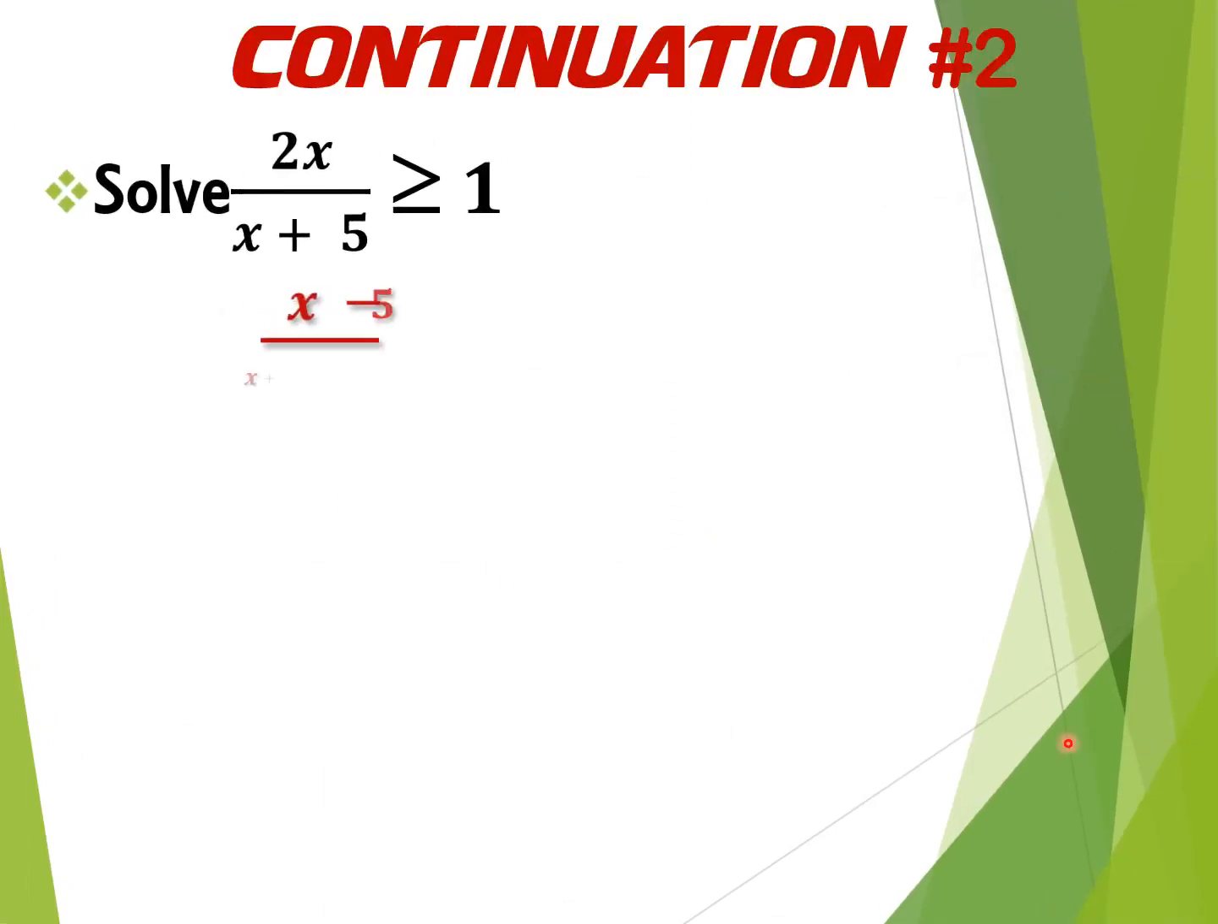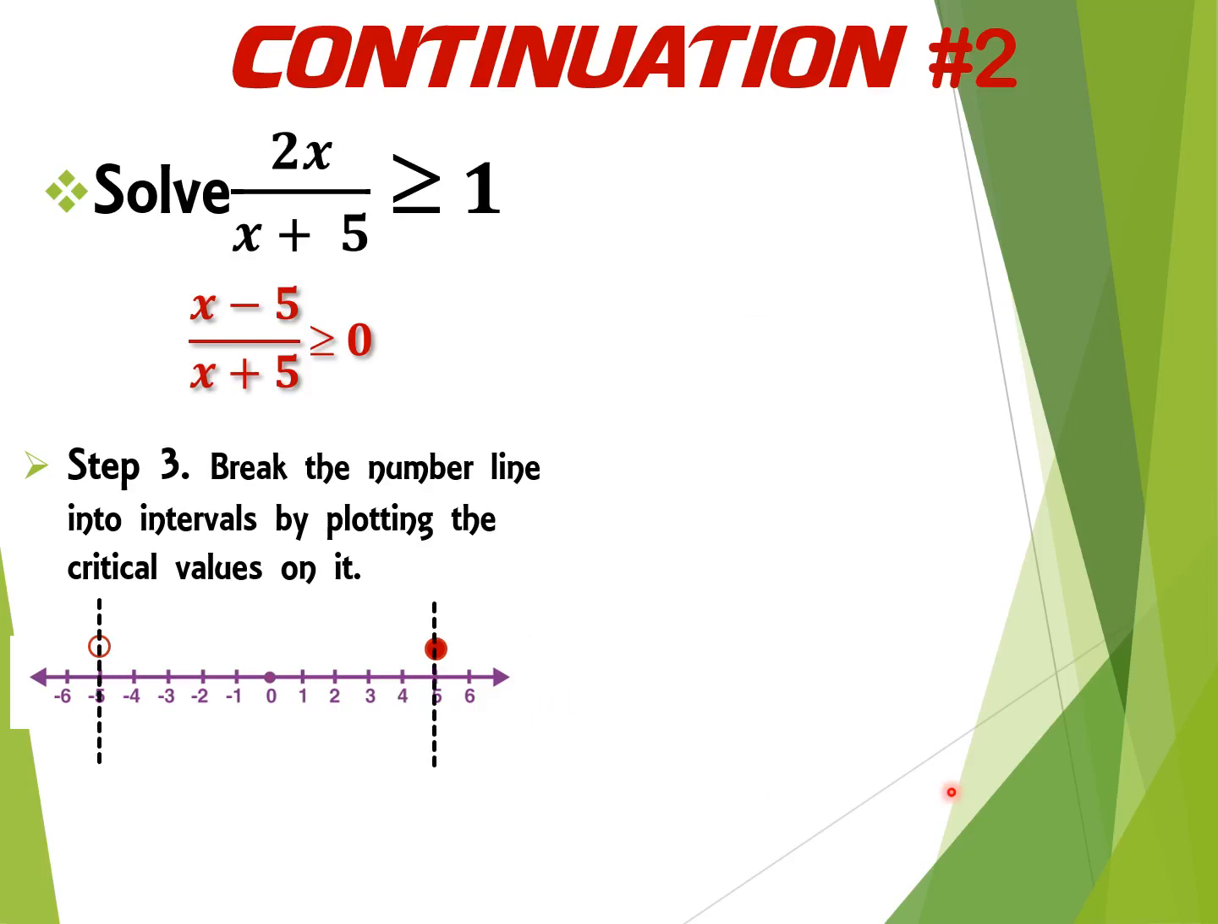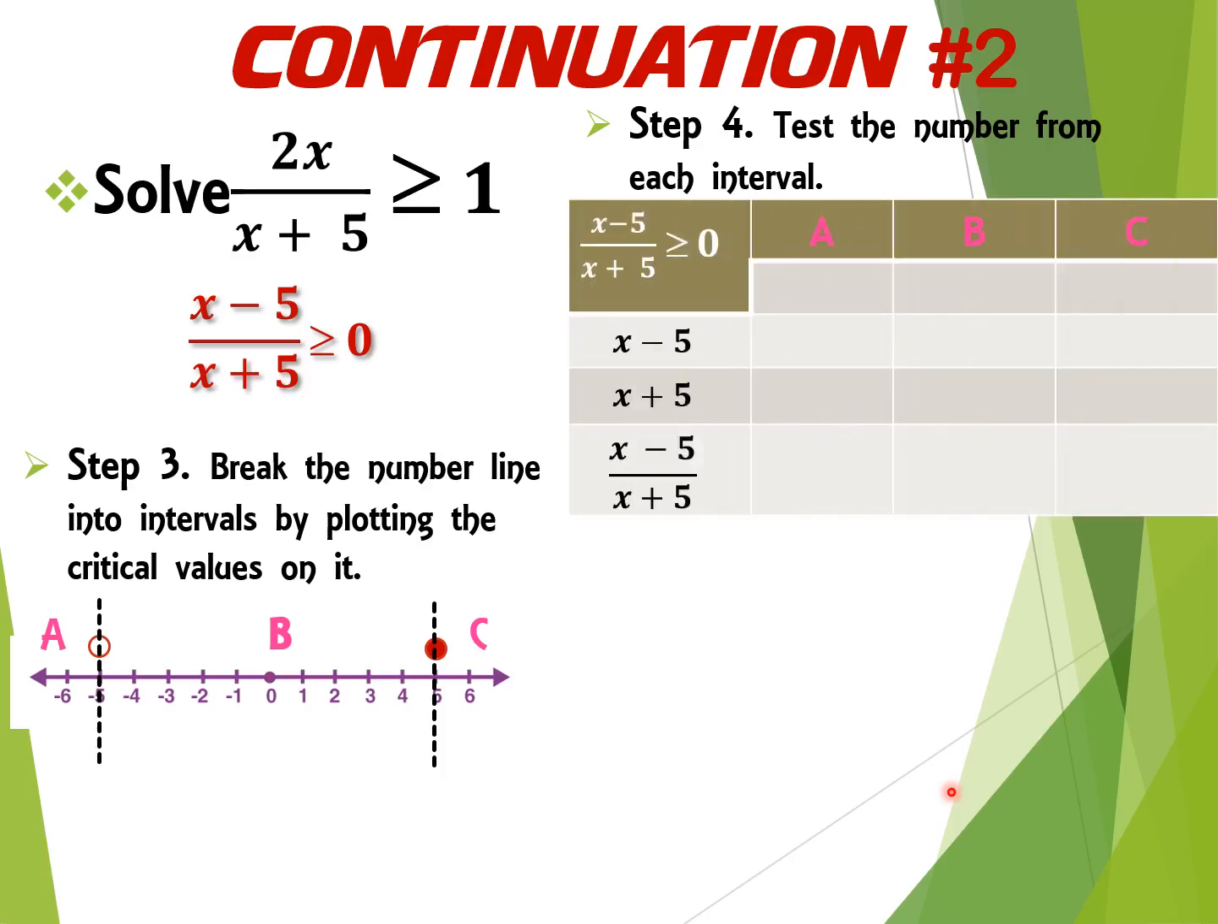Okay, let us continue the solution. So we have here step 3. Again, we're going to plot the critical values. For x is equal to 5, since it is in the numerator, you have a closed circle, and then for negative 5, which is in the denominator, you have an open circle. This again will give us 3 partitions, A, B, and C. So for step 4, we're going to test values for each interval or for each partition.